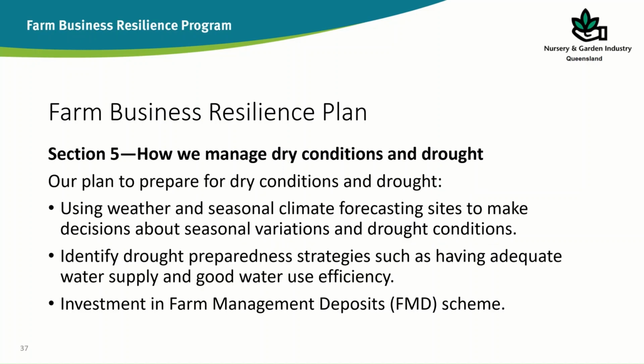An example of how a business may plan to manage for dry conditions and drought is for the business to use weather and seasonal climate forecasting sites to make decisions about seasonal variations and drought conditions. The business can identify drought preparedness strategies such as having adequate water supplies and improving water use efficiency. Farm management deposits can be used as a financial buffer for drought periods.